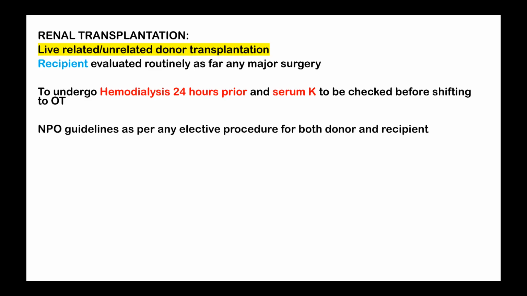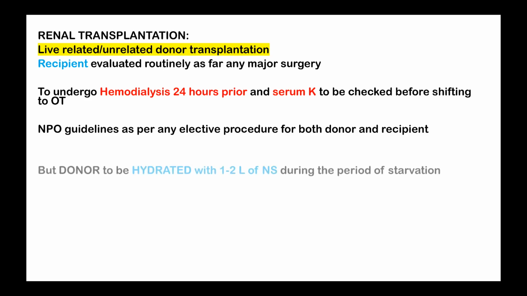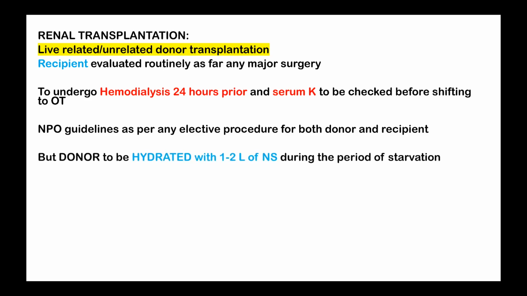So NPO guidelines are to be given for both recipient and donor, and the donor is to be hydrated with 1 to 2 liters of normal saline during the period of NPO itself. It is not that you co-load after induction. As soon as you start the fasting time, you start the IV line for the donor and hydrate them so that you can have a good diuresis in them before surgery itself.